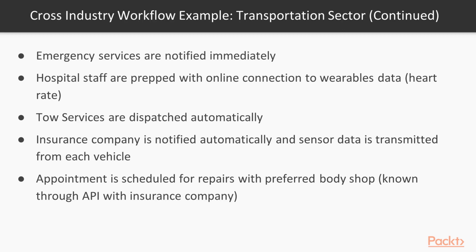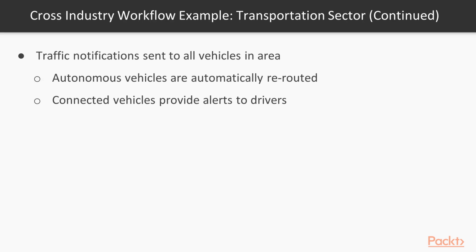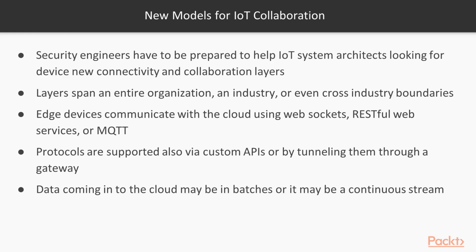A tow service is automatically dispatched to the location at the same time. The insurance company is passed all connected vehicle sensor data, and an appointment is made with a local repair shop. At the same time, vehicles are routed around the accident to prevent a traffic jam. This is an example of the cross-industry use cases that will begin sprouting up as the IoT continues to mature. So this all means that we are at a time where security engineers have to be prepared to help IoT system architects that are going to be looking to devise new connectivity and collaboration layers. These layers may span an entire organization, an industry, or even cross industry boundaries.